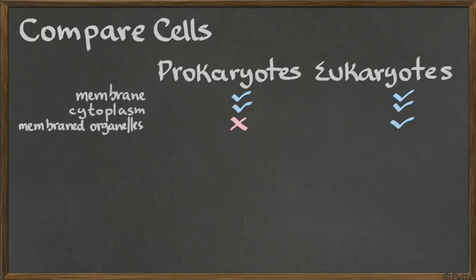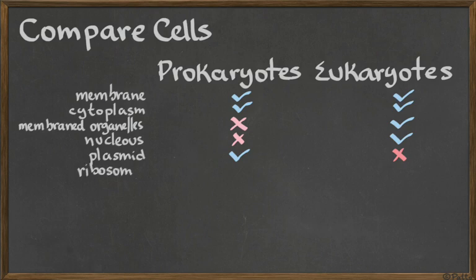Eukaryotes have lots of membrane organelles. What about a nucleus? The same. A nucleus is made of membranes, so prokaryotes don't have membrane organelles, they don't have a nucleus. Eukaryotes have a nucleus. Plasmids. Prokaryotes have plasmids, eukaryotes don't have plasmids. Eukaryotes are going to have chromosomes, tapes of DNA inside of the nucleus. They don't have little rings of DNA in their cytoplasm.